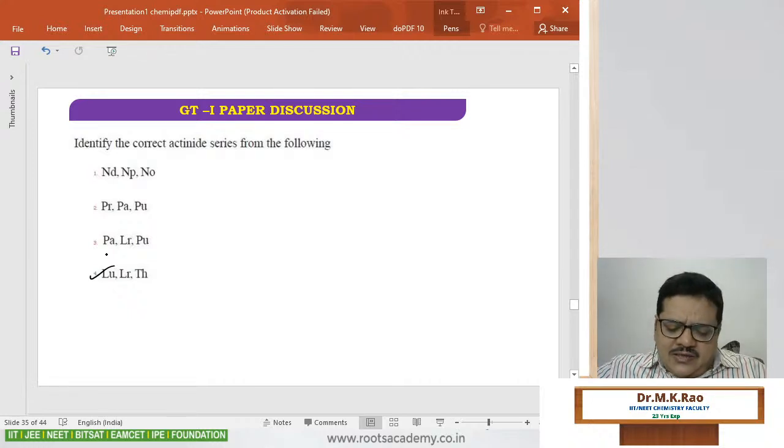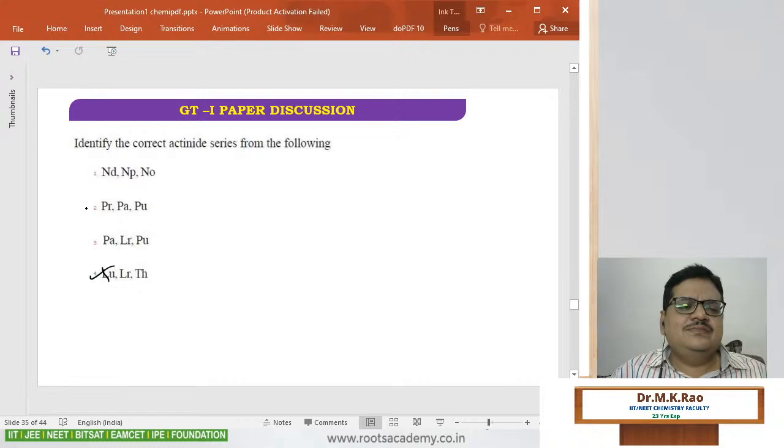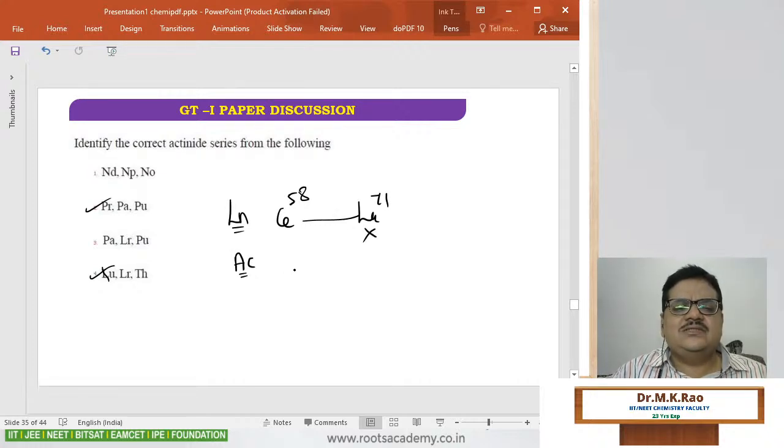Identify actinide series. This is question number 151. No, it is incorrect. The options are protactinium, promethium, and plutonium. It is lutetium, because the lanthanide series runs from cerium 58 to lutetium 71. It does not belong to the actinide series.